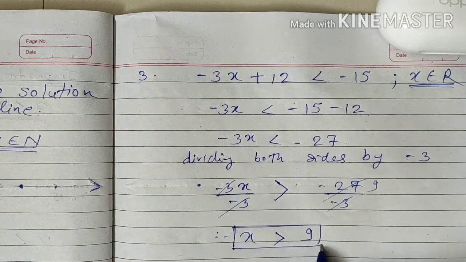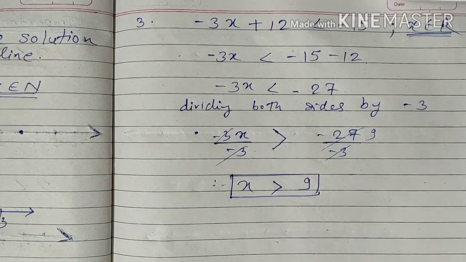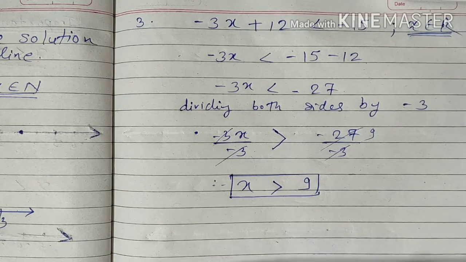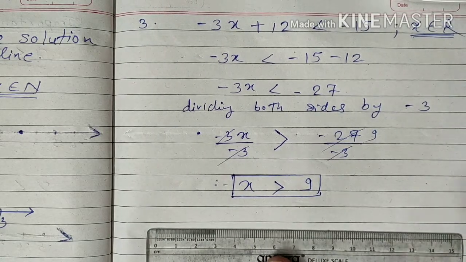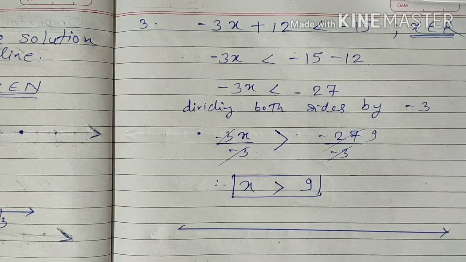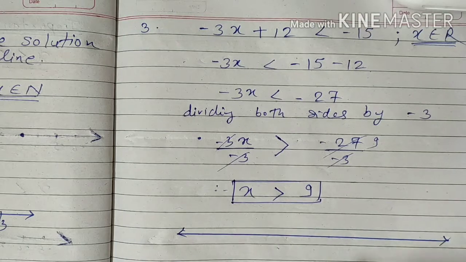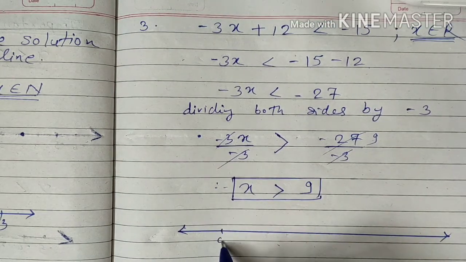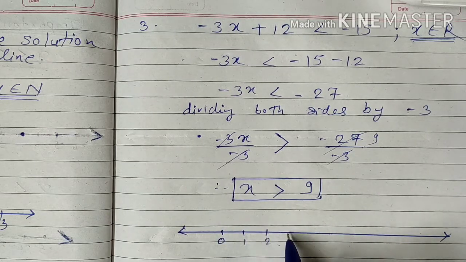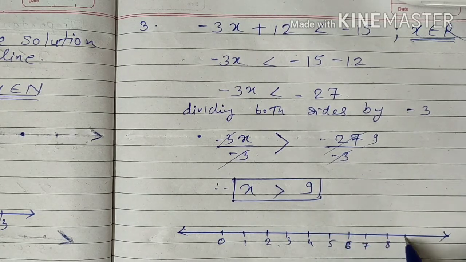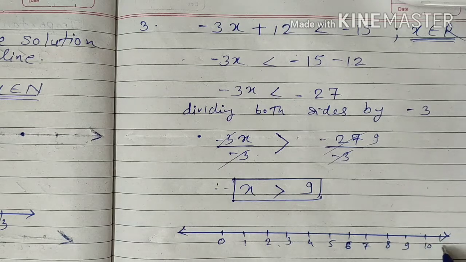Okay, and now we want to represent this on the number line. Our x belongs to the real numbers. It is given in our question. The replacement set is the real numbers. Real numbers means what? Everything is included in that. The value of x is greater than 9. So we will start from 0, 1, 2, 3, 4, 5, 6, 7, 8, 9, 10 and 11.